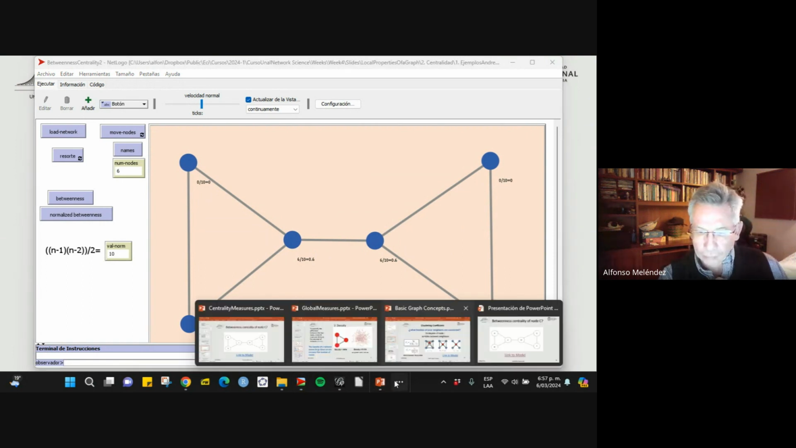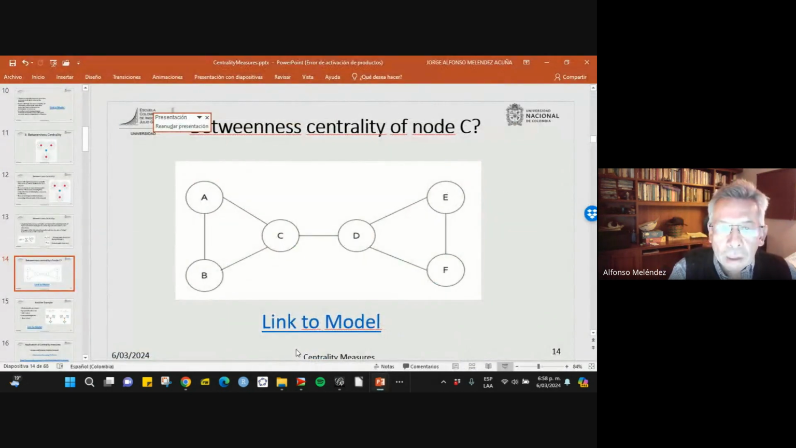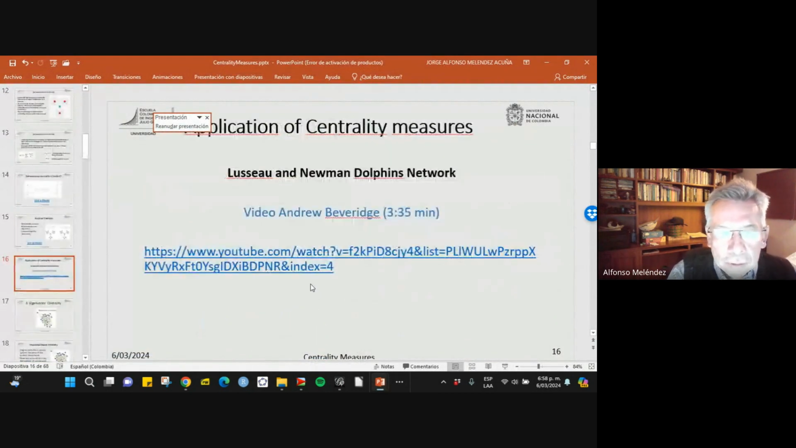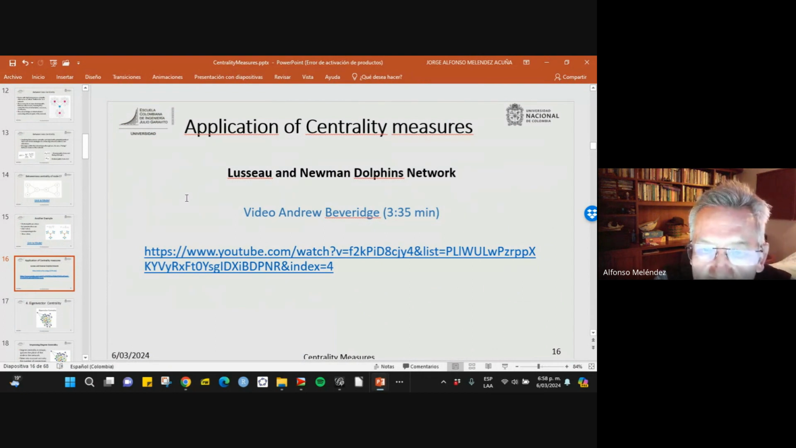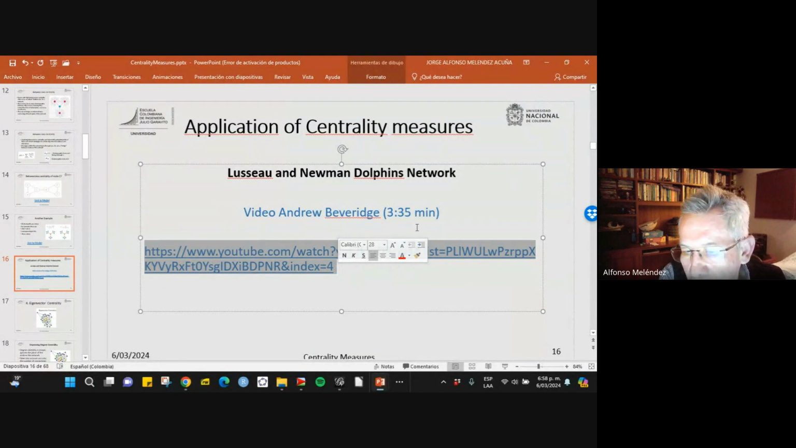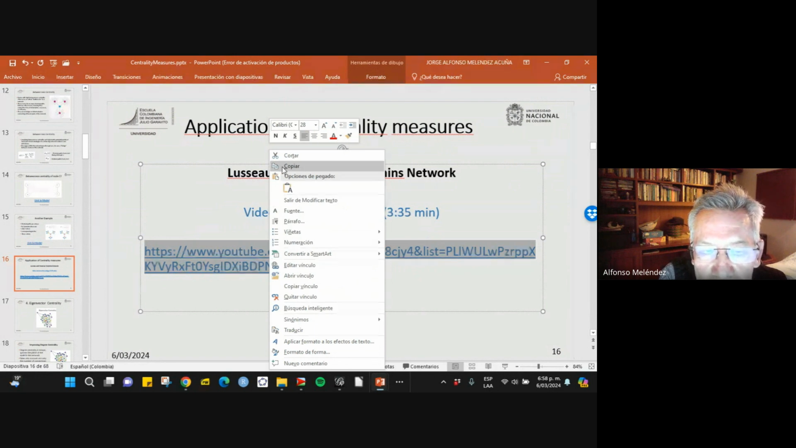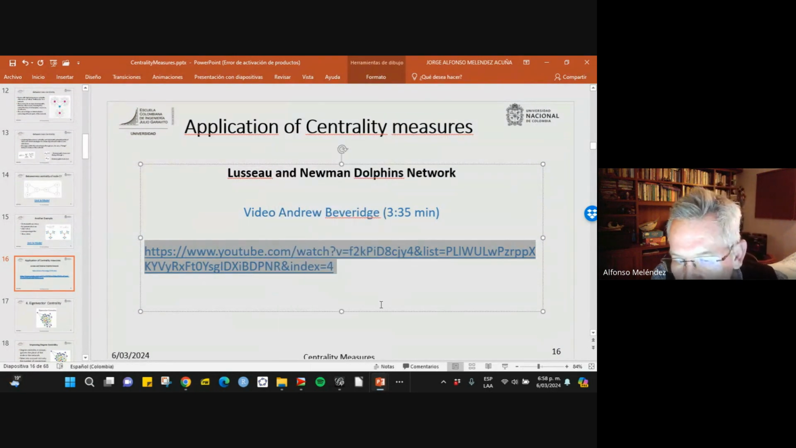Okay. Let's see an application of these three centrality measures. A very nice application. We're going to see a video of Andrew Beveridge, a neuroscientist of England. He has a video that I want to share with you. It's very short, but I want you to pay attention because he's going to analyze a very important, very famous network with these centrality measures.